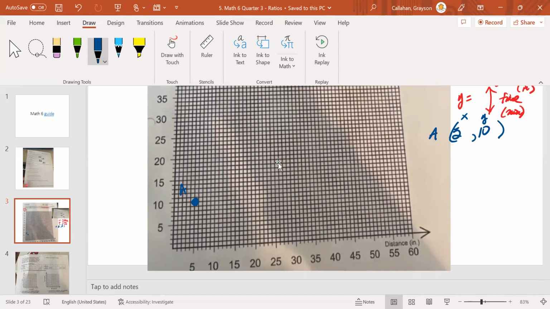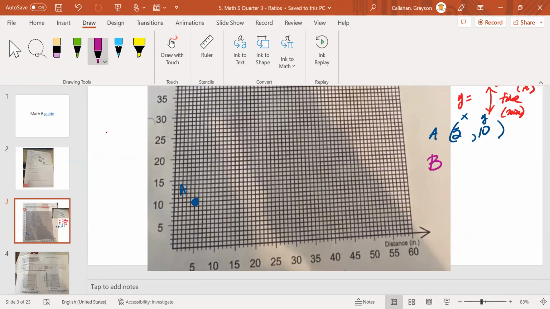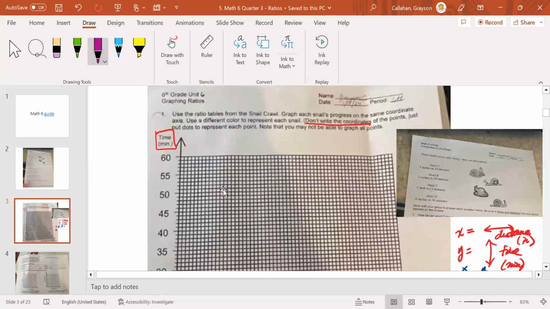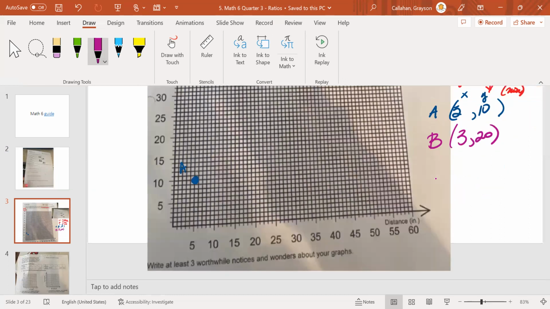Okay, so then let's go ahead and find a different color. Let's do purple. I'll do purple, you do whatever. So this is snail B. Snail B is going to be 3 inches in 20 minutes. Okay, so 3 inches in 20 minutes. So here is 3, 1, 2, 3. 20 minutes is gonna go all the way up here. So that's snail B. Good? Okay.